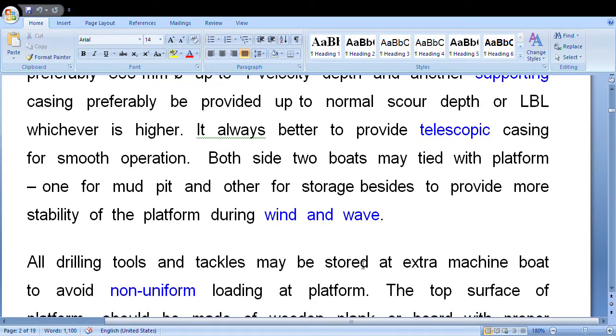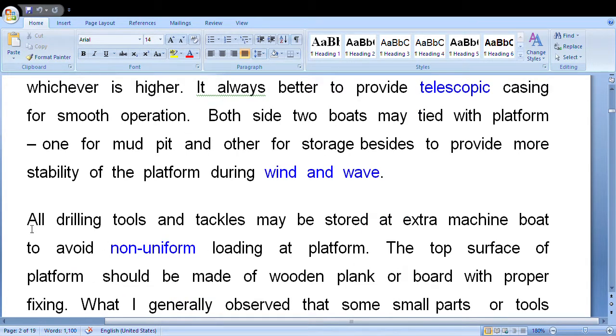In the platform, there is another important factor we have to keep in mind. As far as possible, all extra materials which are not directly attached to the drilling unit should be loaded on the extra boats. As I discussed earlier, one is the bentonite mud pit, another is the storage spot. This will maintain uniform loading. Otherwise, the platform itself, due to river velocity, sometimes starts tilting, and sometimes has some backward forces. These types of happenings occur.